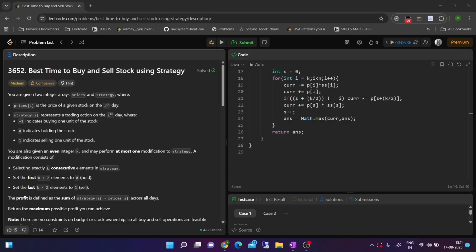So today we would be solving the first problem of weekly contest 463. It's time to buy and sell stock using strategy. So this is a medium tagged problem.